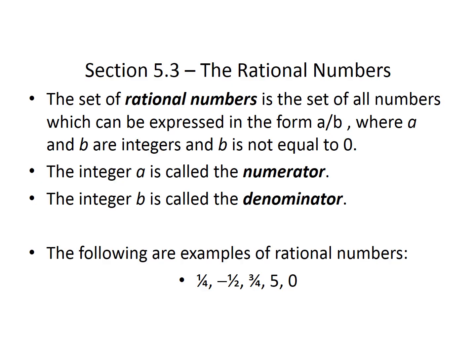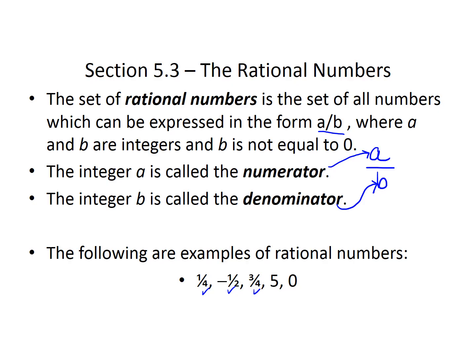Remember that rational numbers are numbers that can be written as fractions, in the form a over b. You can use the slash, but it's probably better to use the vertical fraction bar. And of course, remember that the top is called the numerator and the bottom is called the denominator. The following are examples of rational numbers: a quarter, negative 1/2, 3/4.